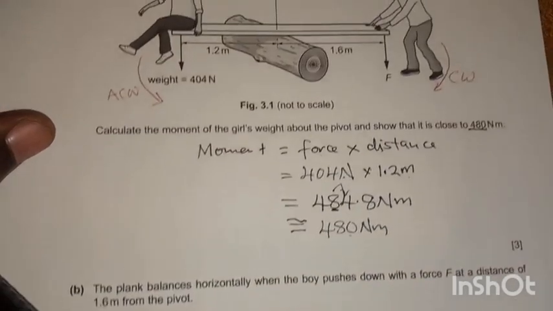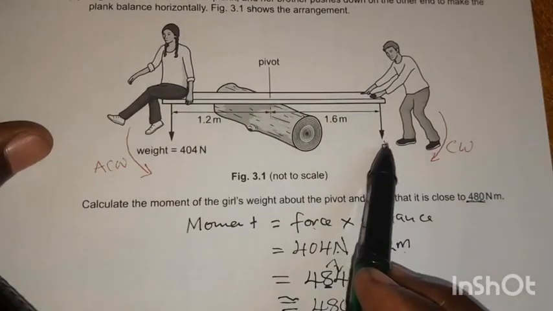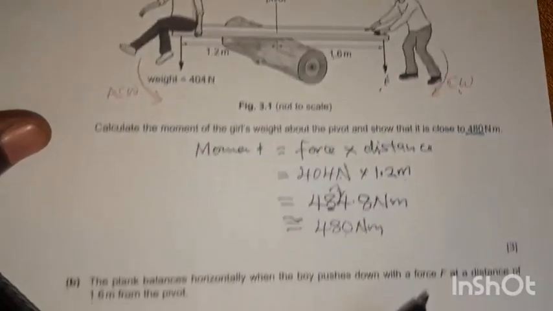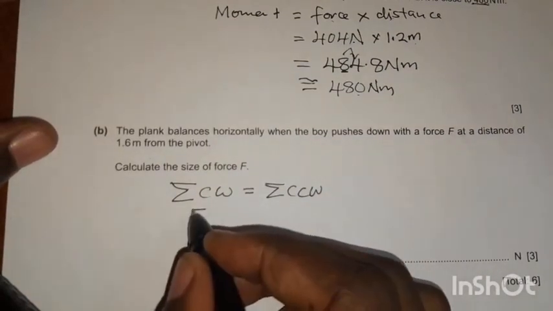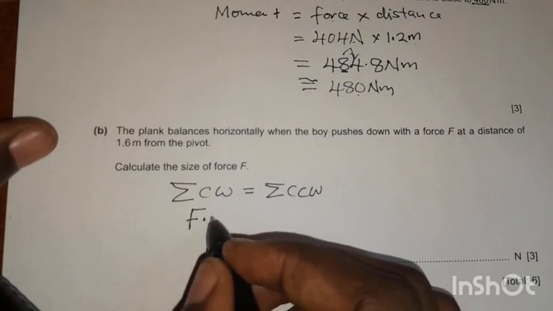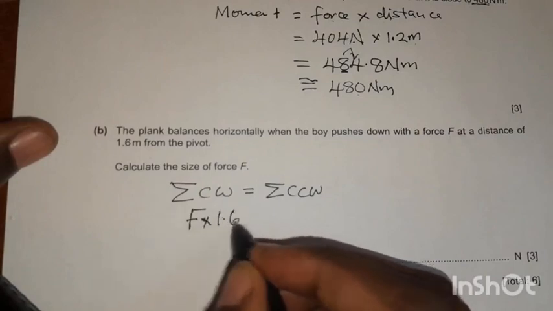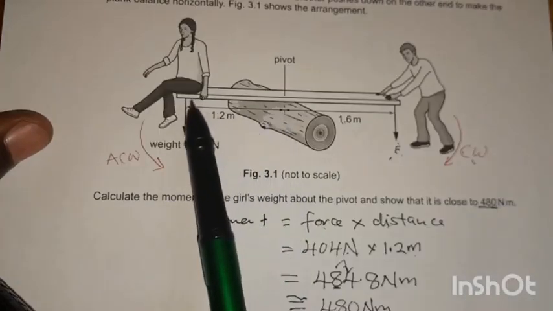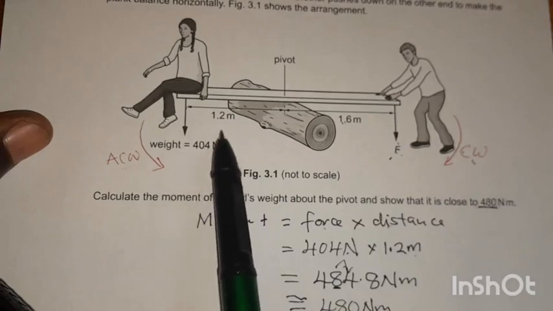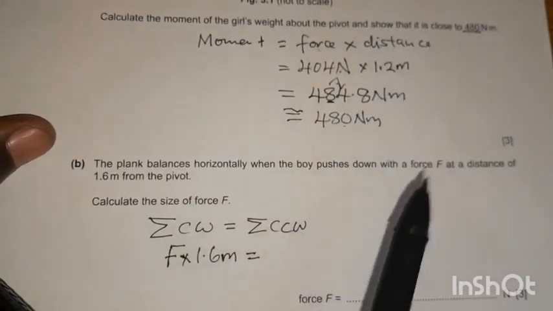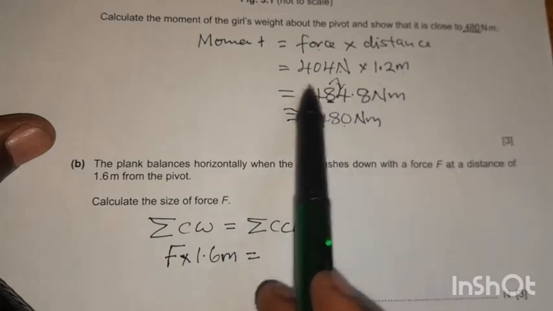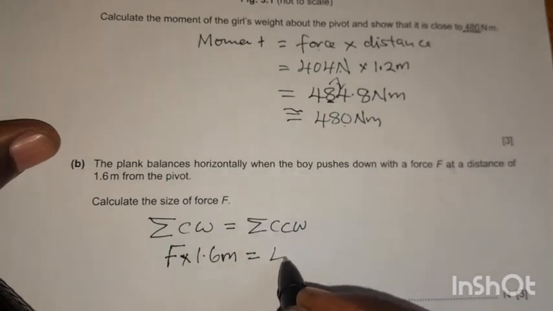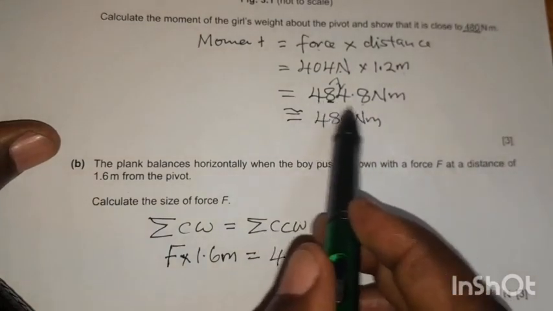Now when you look at this diagram, this force is the clockwise force that we are looking for, and the distance from the pivot is 1.6. So we multiply the force times 1.6 meters, which is equal to the moment produced by the girl. It will be this force times that, so 404 times 1.2. But remember, we already found this moment here, so we can just get it, the original one.